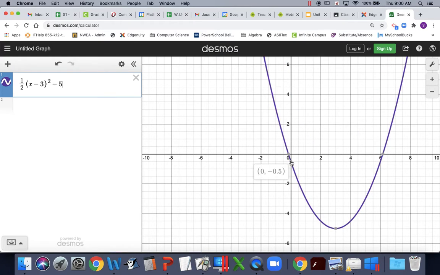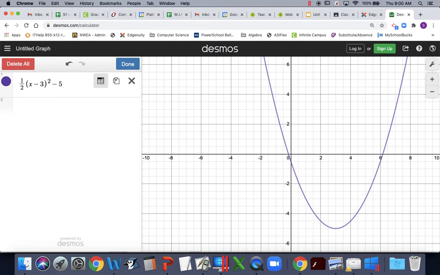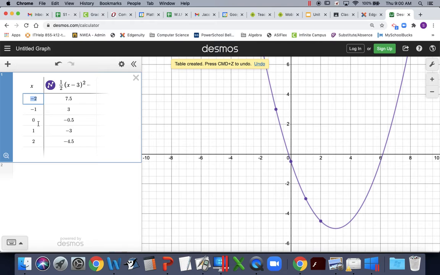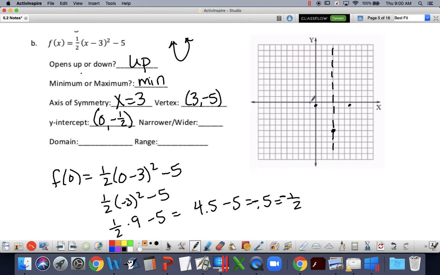I see our -1/2. I see our vertex down here. We're doing all the right things. Let's see if we can find a couple more table of values. Well, you know, (-1, 3) looks like a good point. So let's go back over here. And I've got (-1, 3), perfect. And then I'm going to reflect that over to the other side.